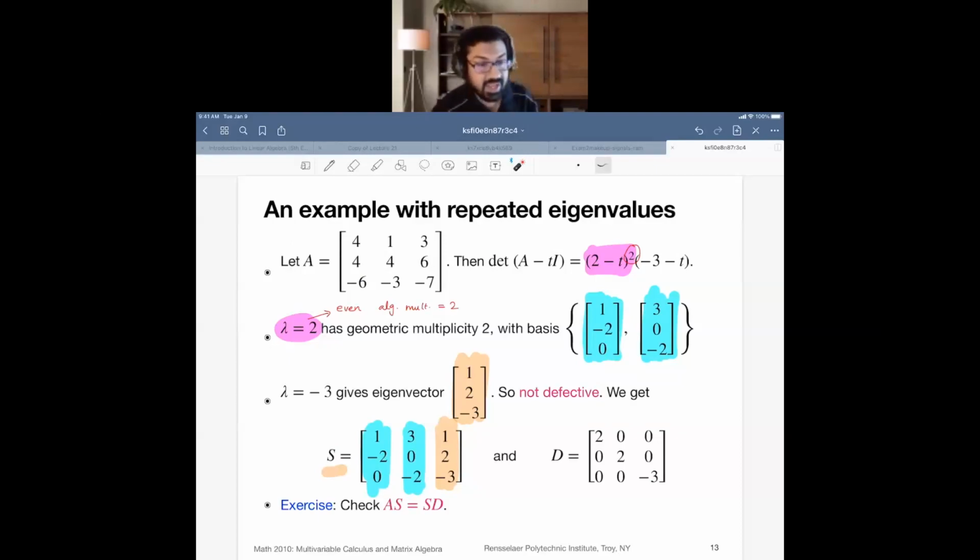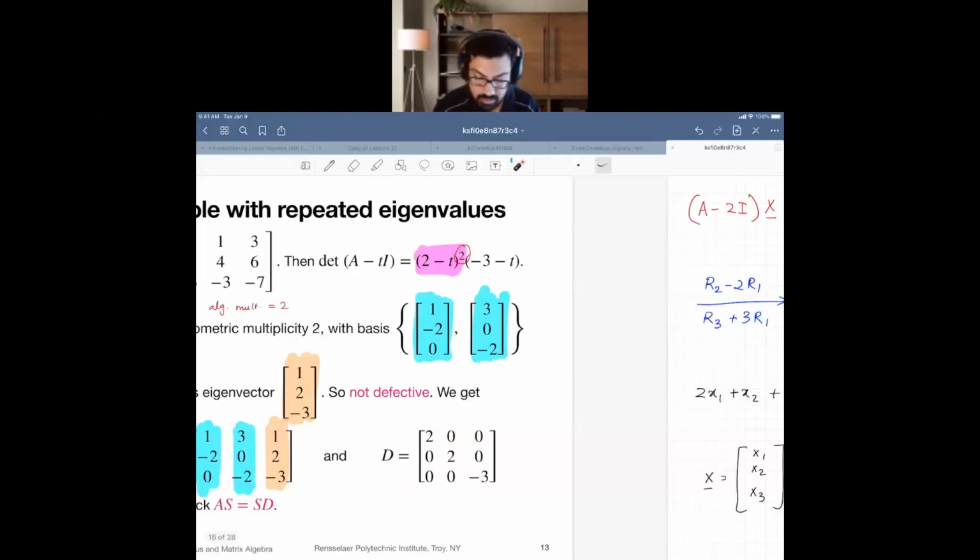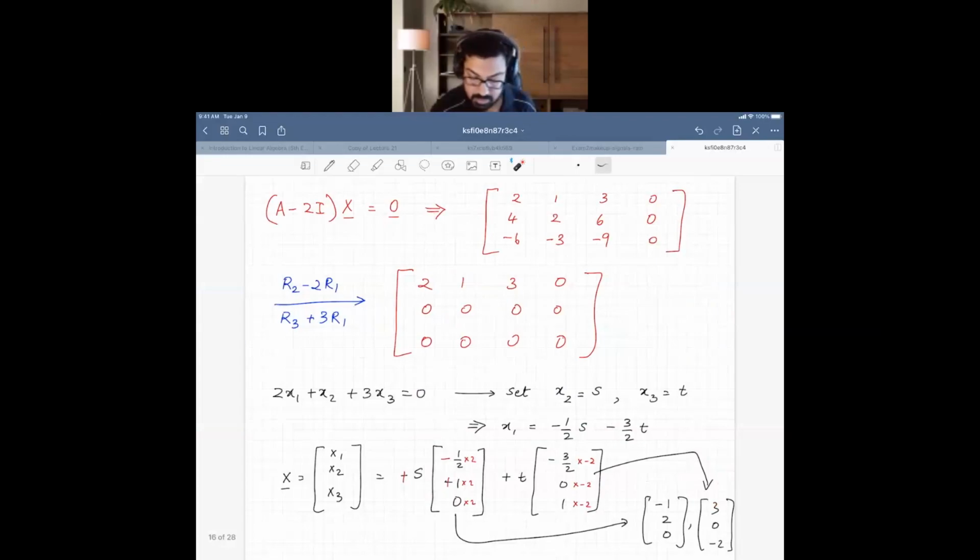But what we can say, the sufficient condition, is that if it has distinct eigenvalues, then it will definitely be diagonalizable because it will not be defective. But if you have repeated eigenvalues, then you have to check whether the matrix is defective or not. We did this.